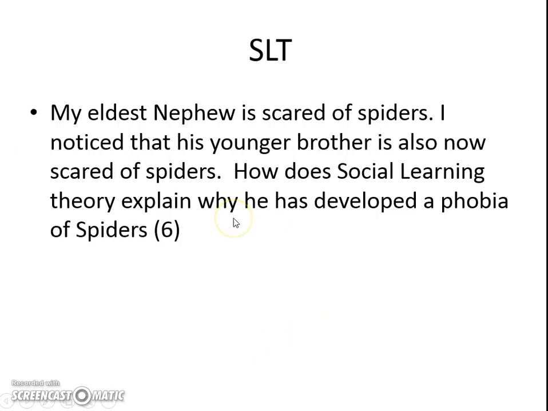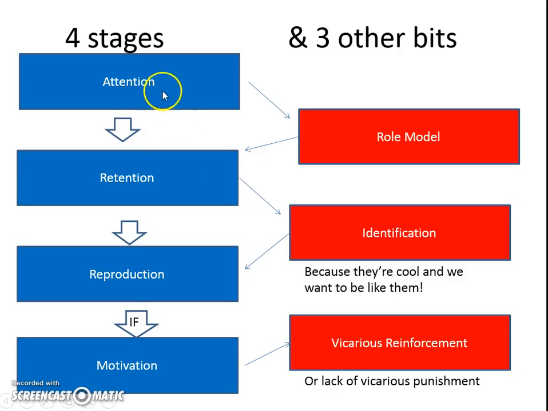For example, my eldest nephew is scared of spiders. I notice that his younger brother is also now scared of spiders. How does social learning theory explain why he's developed a phobia of spiders? The younger brother pays attention to the older brother, who is his role model. He's his role model because he identifies with him. They're in the same household, they're both male, and he views his brother as being older than him, so he wants to be like him.